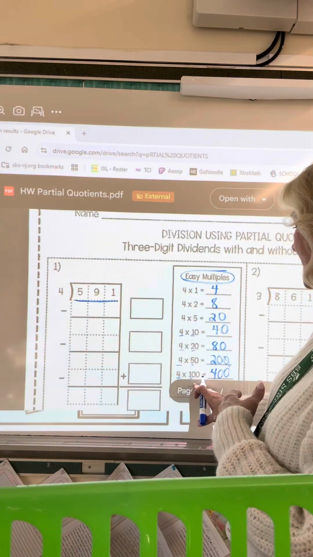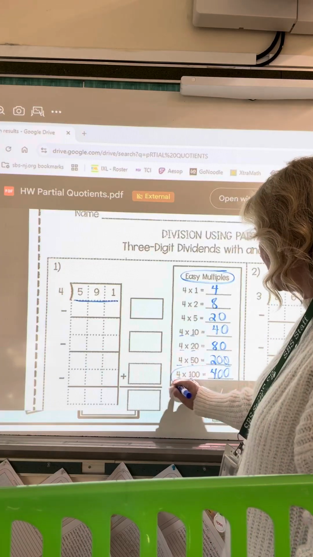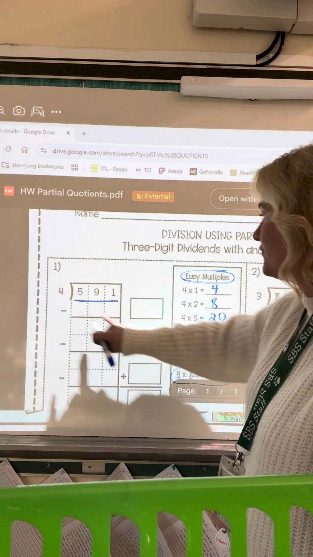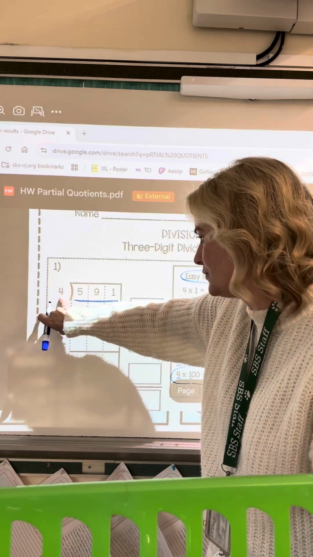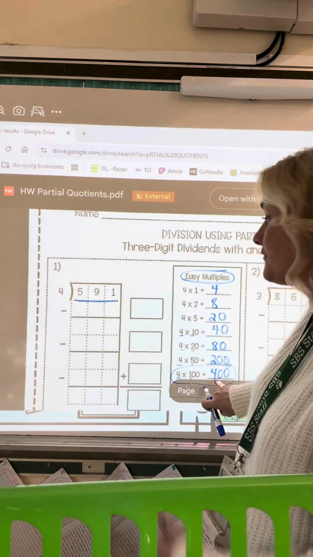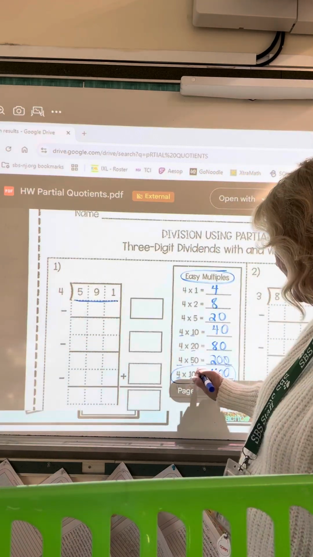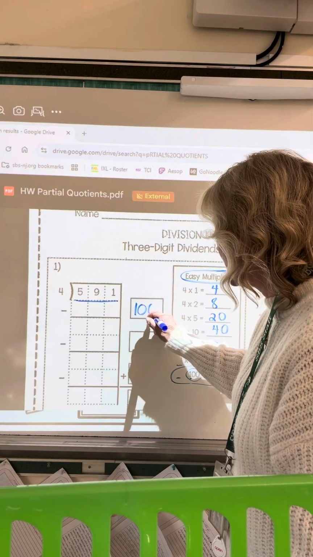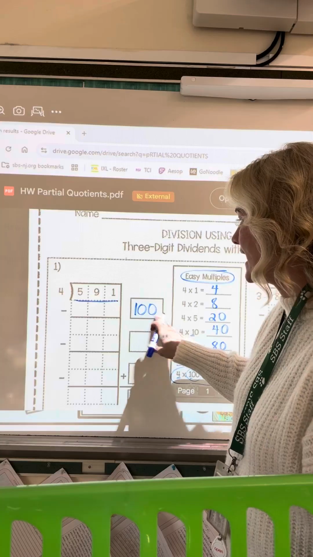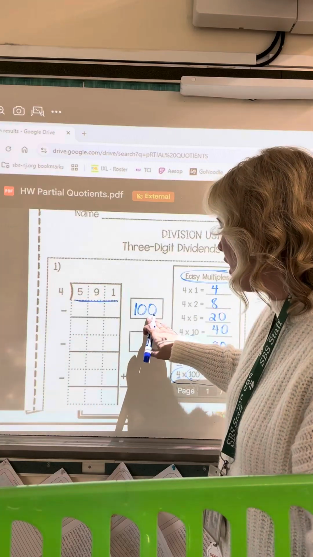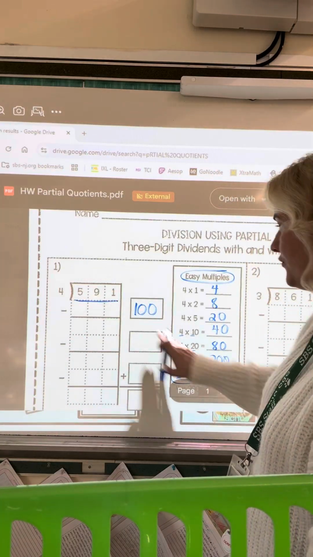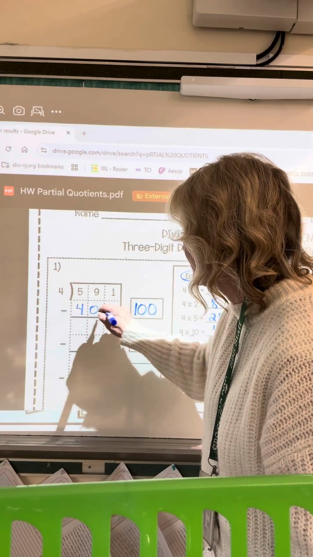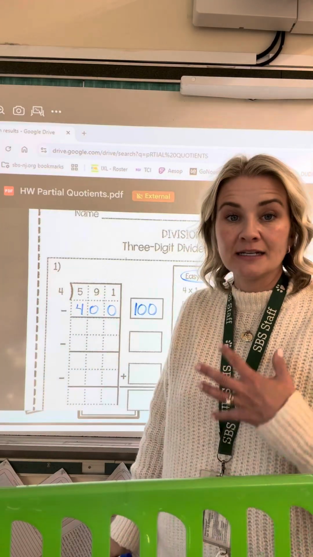So if the kiddo said, hey, let's use 4 times 100 equals 400 to help us, they're going to ask themselves, well, how many times did I have to multiply 4 to get 400? So they should say, oh, 100. So the 100 should go in the box to the right. This tells me that I had to multiply 4 by 100 to get a product of 400. Then they are going to write the product of 400 underneath 591.